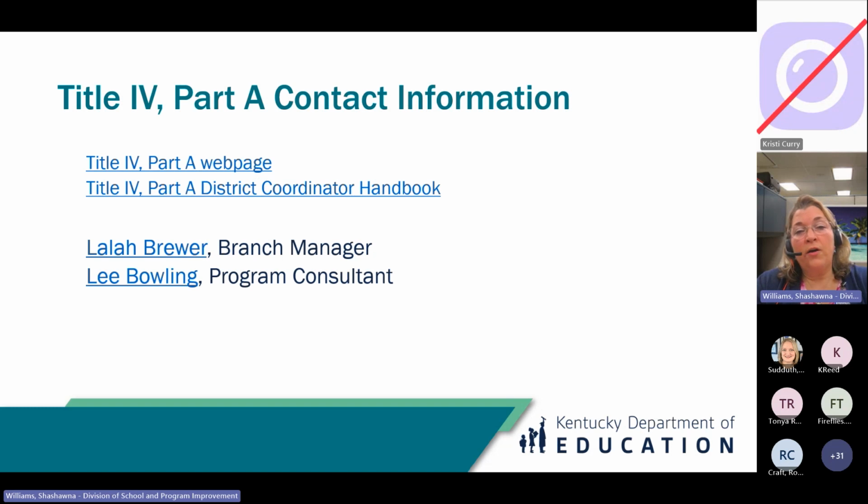Here we have our information for Title IV Part A, excuse me. We have the web page link there. And then we have the district coordinator handbook for Title IV. Our new branch manager for Title IV is Layla Brewer, and Lee Bowling is one of our program consultants. So their contact information is there as well.